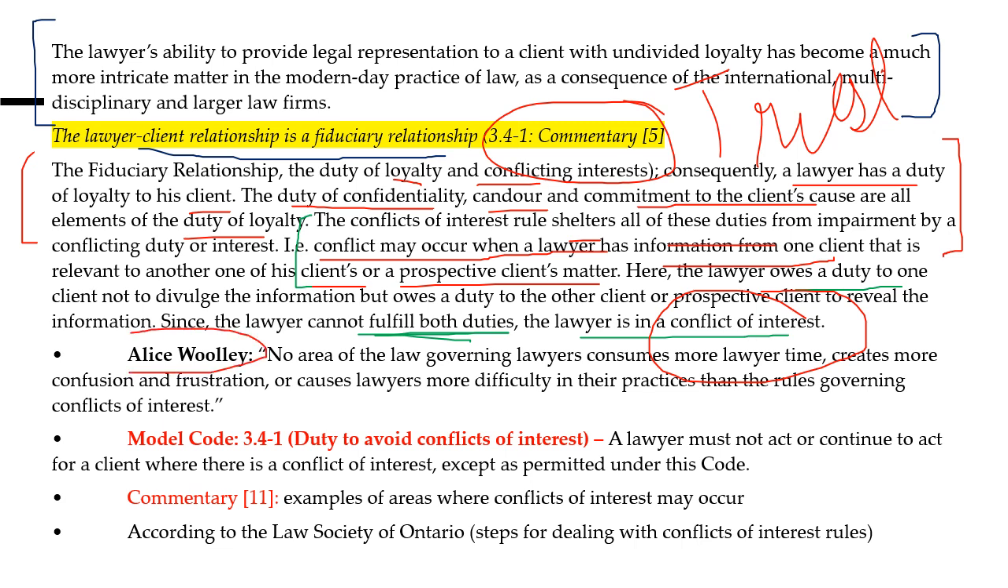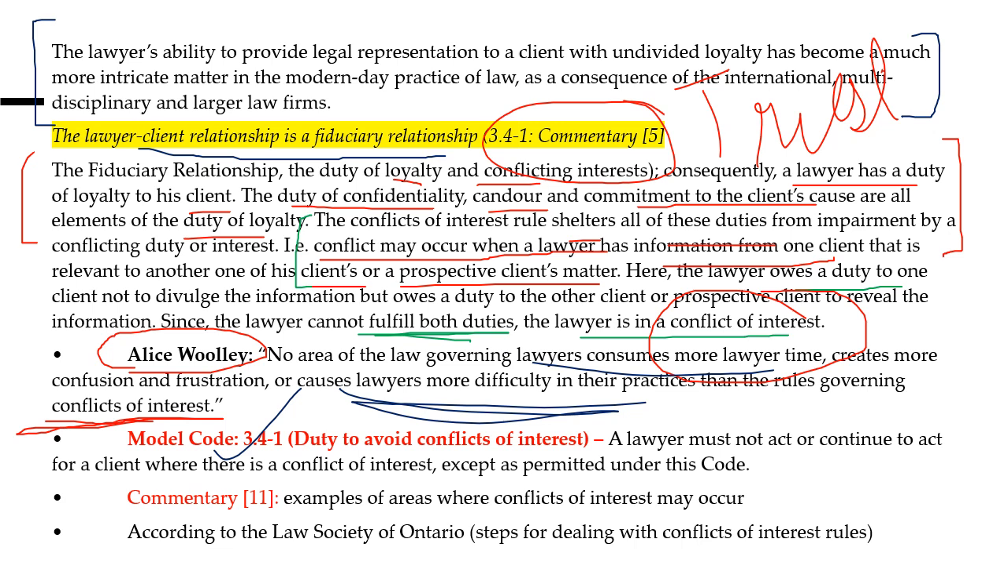So Alice Woolley says that this is the area where there is conflict between the clients themselves. Their lawyer has to give maximum time to make this situation peaceful, to bring cooperation, to remove this conflict of interest. So this is the area where lawyers consume maximum time. As per Model Code 3.4, the lawyer's duty is to avoid conflict of interest.